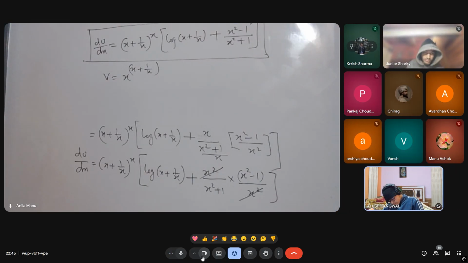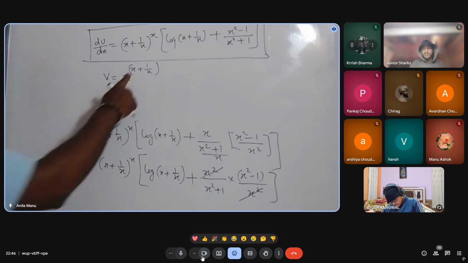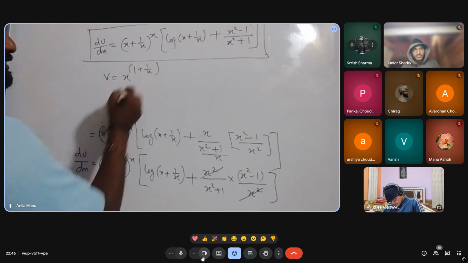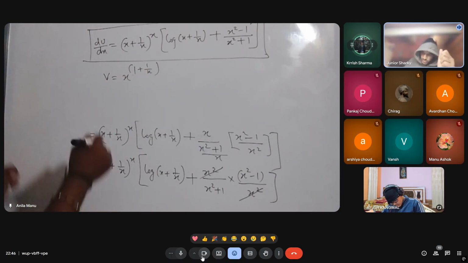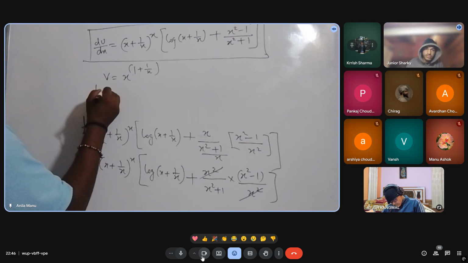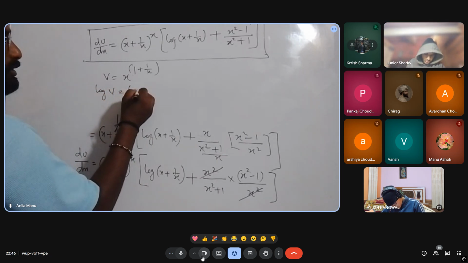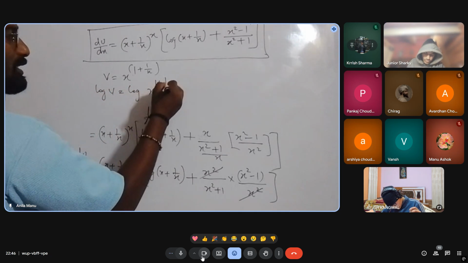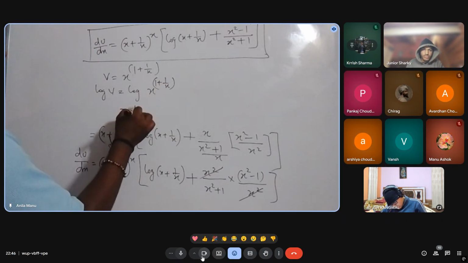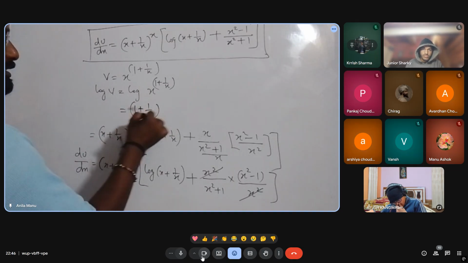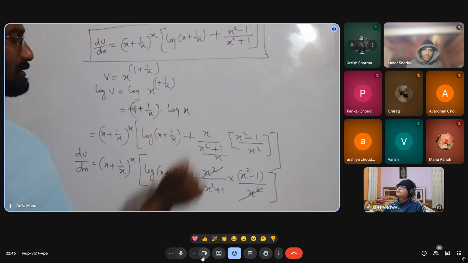Okay. That is x raised to 1 plus 1 by x. Okay. x raised to 1 plus 1 by x, right? Yes, sir. Now take the logarithm on both sides. So log v is equal to log x raised to 1 plus 1 by x, which is equal to 1 plus 1 by x log x.